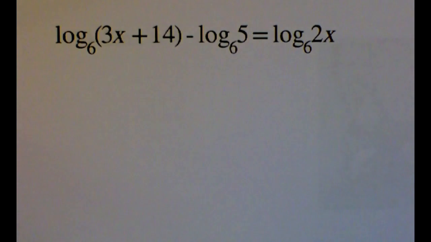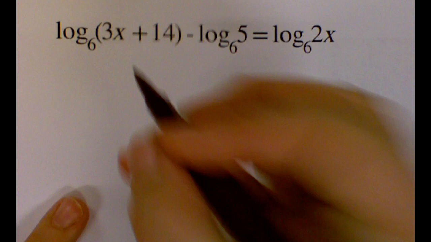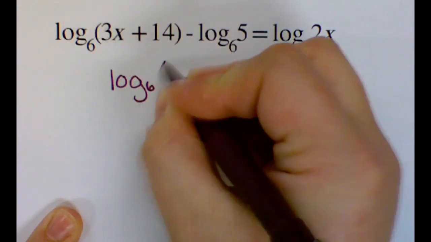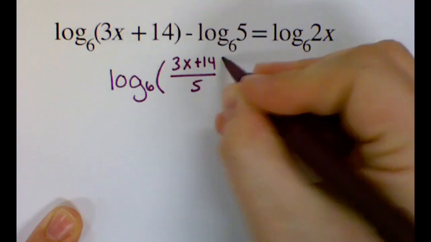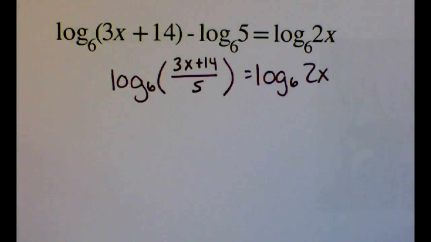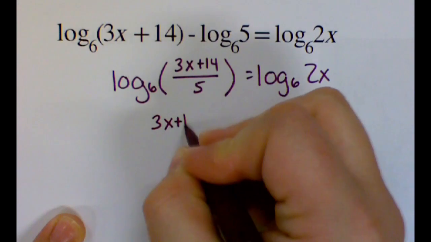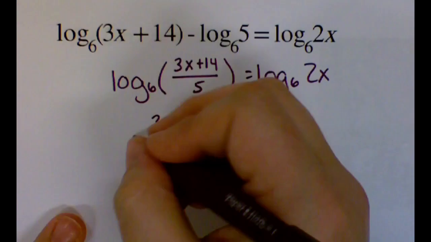All right, log base 6 of all this. Well, the first step here is to get it into one logarithm. You can do one logarithm on each side. Subtraction becomes division, so we have log base 6 of 3x plus 14 over 5 equals log base 6 of 2x. All right, our one-to-one property says the insides of these logarithms must be equal. And now we'll solve. I'll multiply both sides by 5.